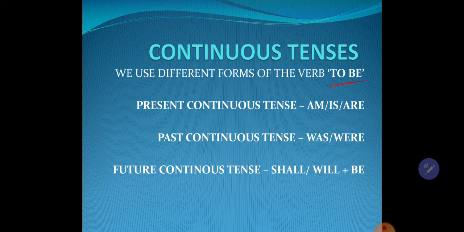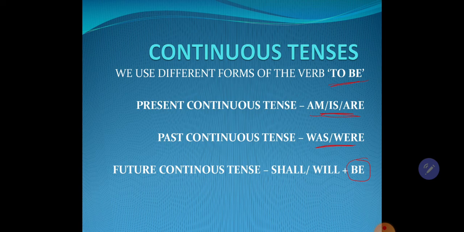In present tense, the present forms of the verb to be are am, is, are. In past continuous tense, we have was and were. And in future, we use the verb be with shall and will to make the future continuous tense. Now, all these helping verbs will be used with the ing form of the verb. Let's see one by one.